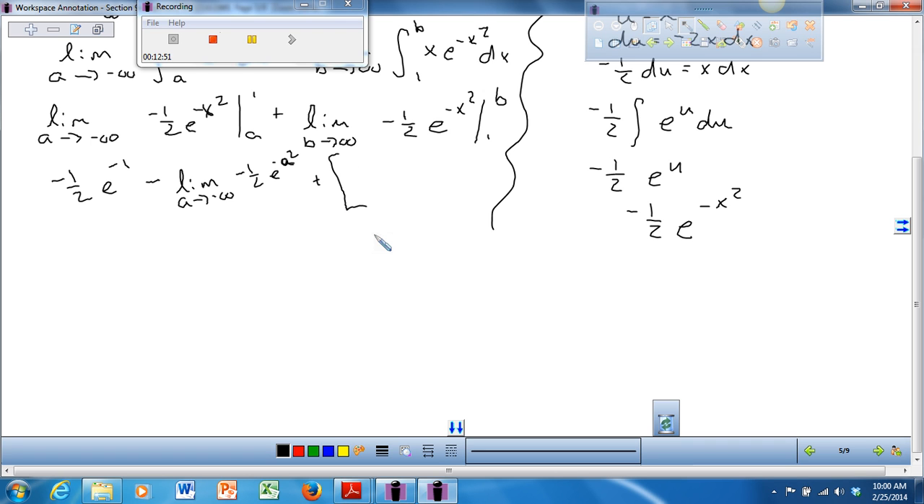Plus the second one, which we'll do in a minute. Alright, so this is just negative 1 over 2 times 1 over e. What is this? So when I put in a gigantic negative number for a, and I square it, I get a gigantic positive number, and then there's a negative being multiplied. So I have e to a gigantic negative.